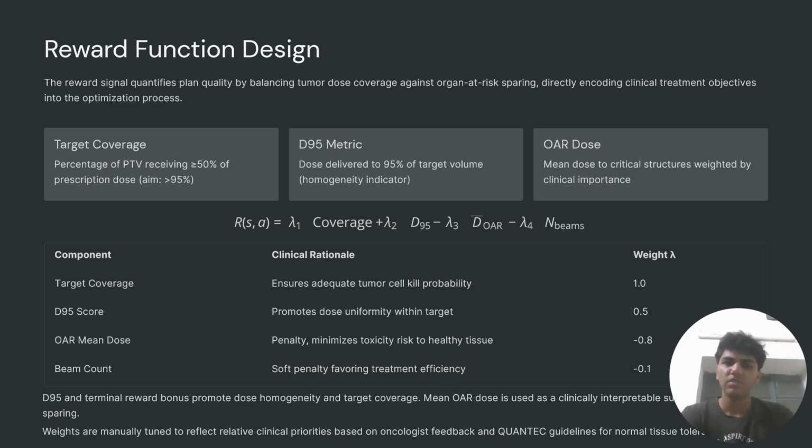Weights for each term were selected based on clinical reasoning, specifically oncologist input and guideline-driven dose tolerances, giving target coverage the highest priority, followed by dose homogeneity, organ sparing, and lastly beam count. Together, these components formed a balanced objective that guided the agent towards clinically realistic and safe solutions, making it capable of achieving strong tumor control while minimizing toxicity and also maintaining treatment practicality.